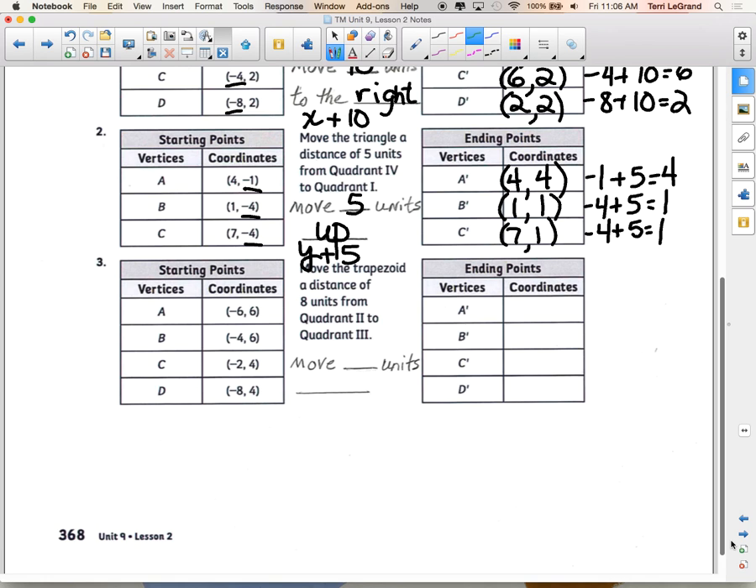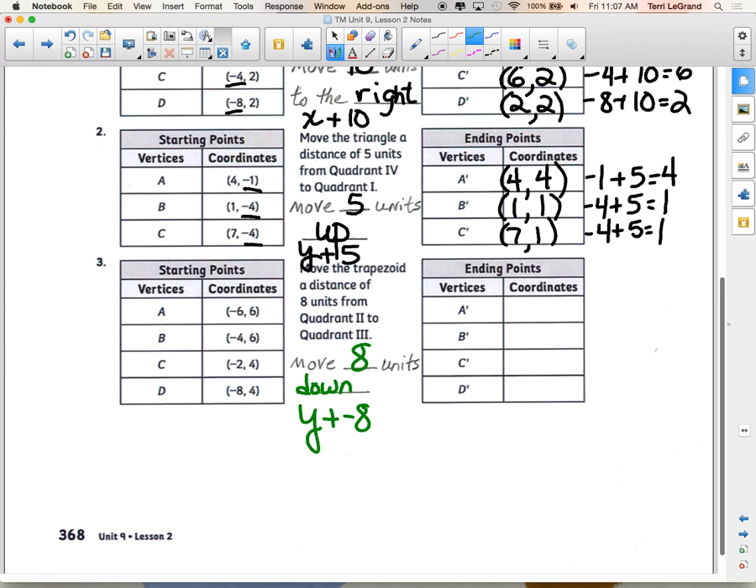Okay, anybody want to share with us how many units we're going to move and what direction? Harley? 8 and down. We're going to move 8 units down, because quadrant 2 is above quadrant 3, so we have to go from quadrant 2 down to quadrant 3, 8 units. Which coordinate is going to be affected? Y. What are we going to do to our y value? Add or subtract? We're going to add a negative 8. Since we always change subtraction to add the opposite anyway, let's just go with y plus negative 8. We need to move down 8.